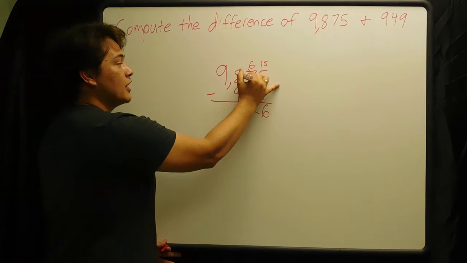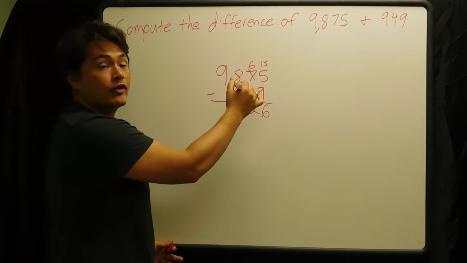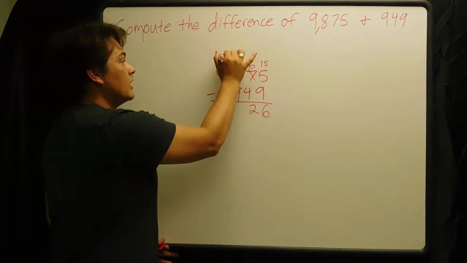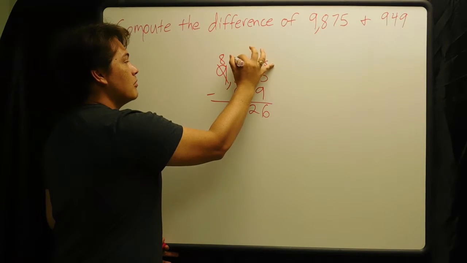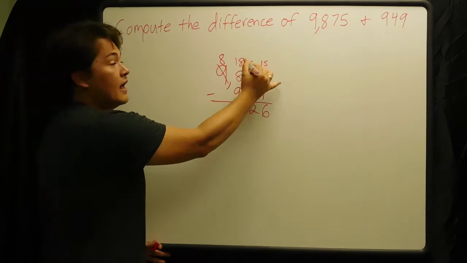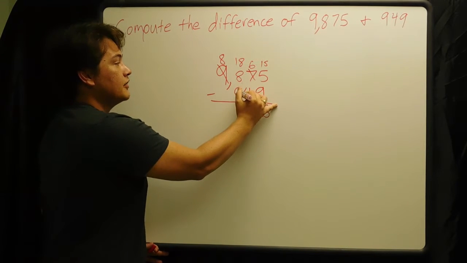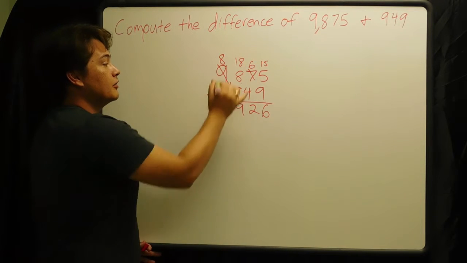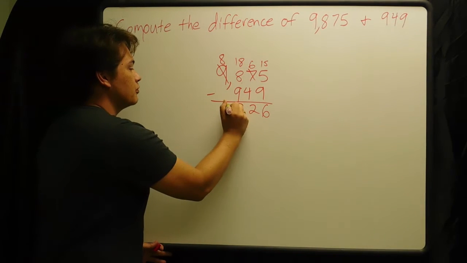9 cannot be subtracted from 8, so I'm going to have to borrow from the next number over, making this an 8 and making this an 18. 18 minus 9 is going to give us 9. And since nothing is being subtracted from 8, we just bring the 8 down.